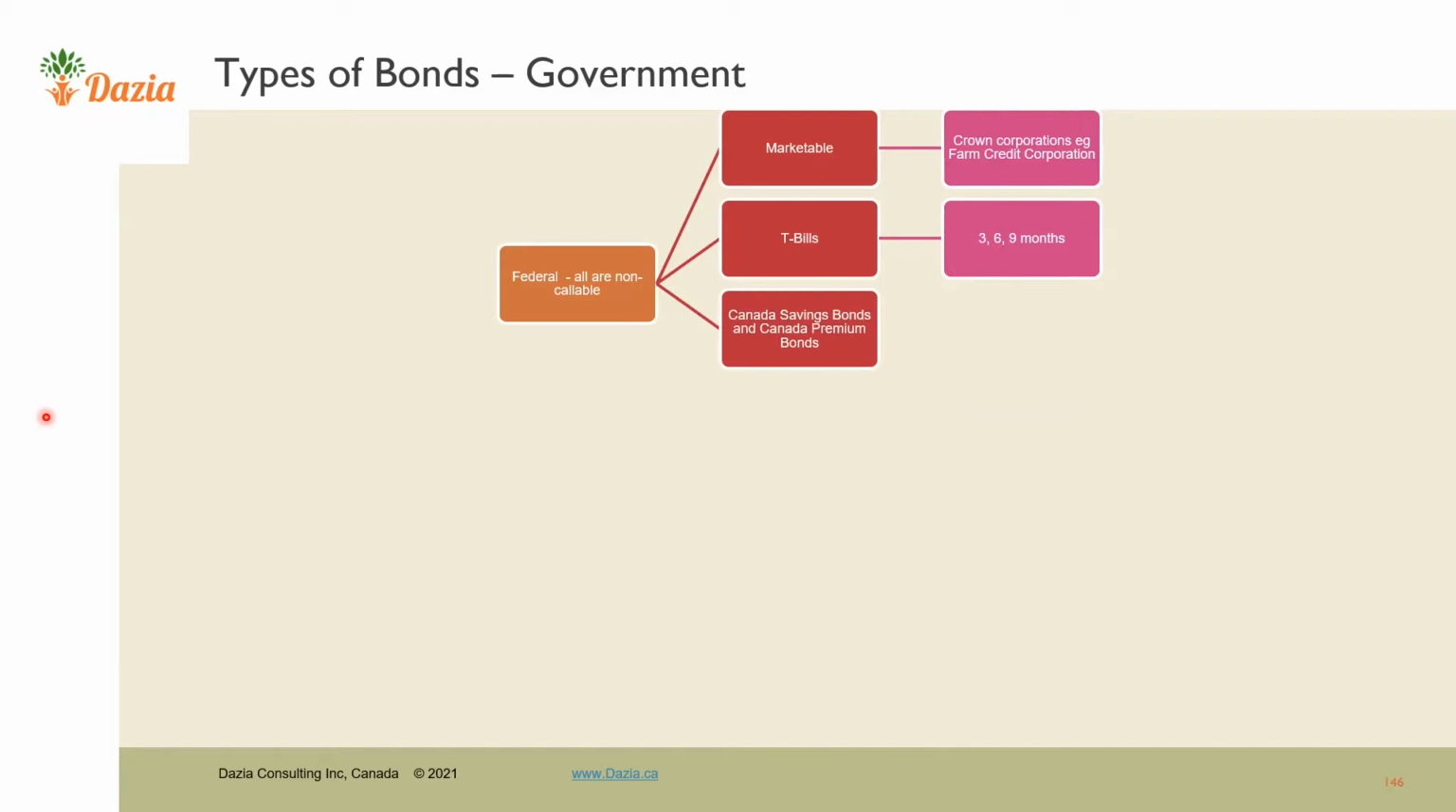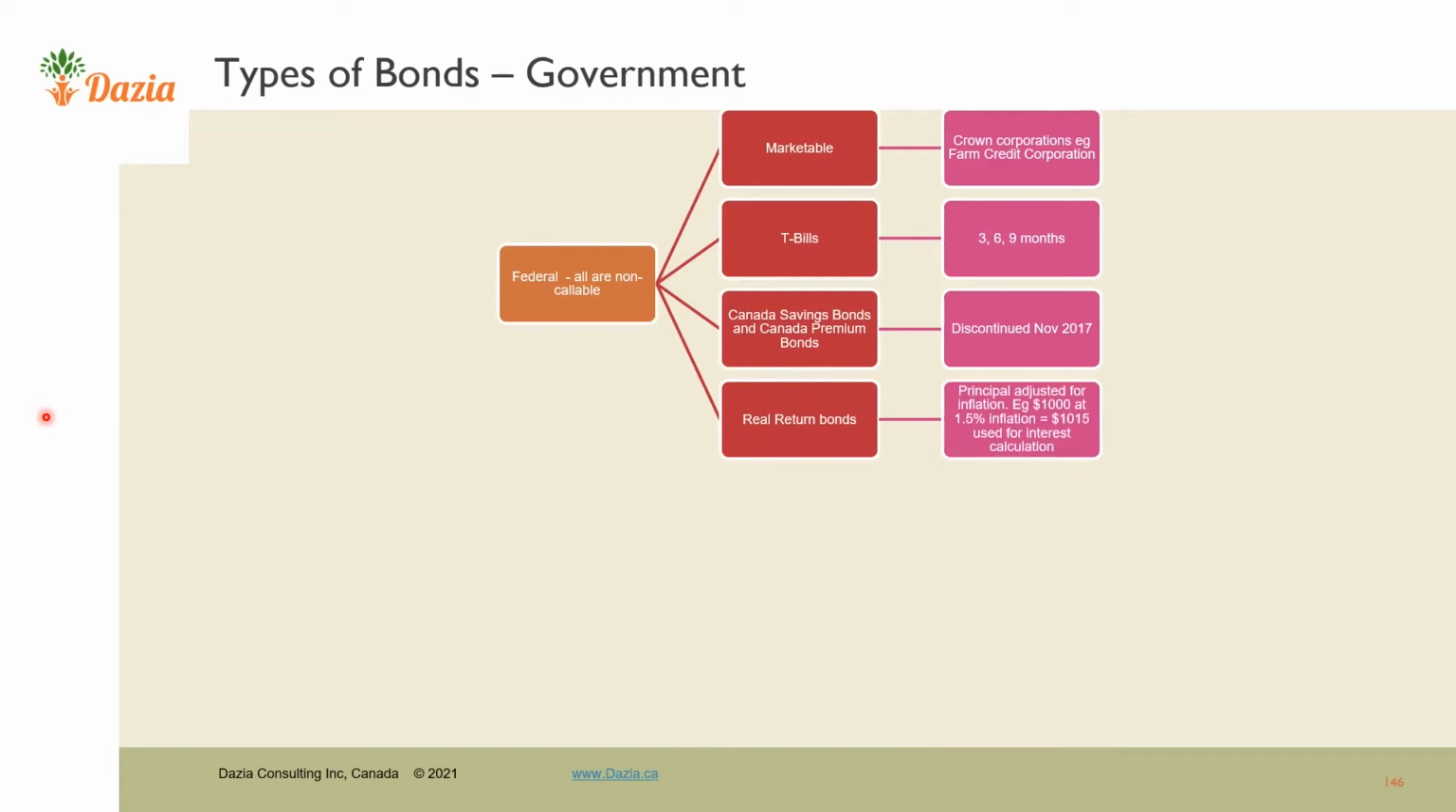Then there are Canada Savings Bonds and Canada Premium Bonds. They have been discontinued since November 2017, but you just need to know about them. And then there are real return bonds, which have principal adjusted for inflation. For example, if you have $1,000 and there's 1.5% inflation, then $1,015 is used for the interest calculation.